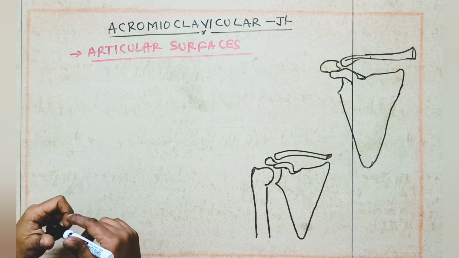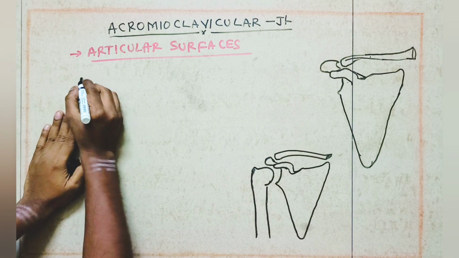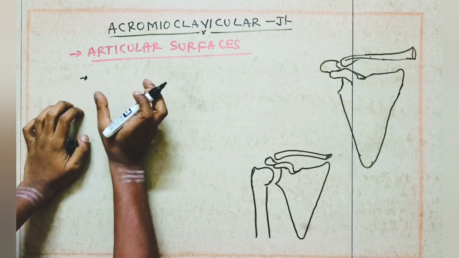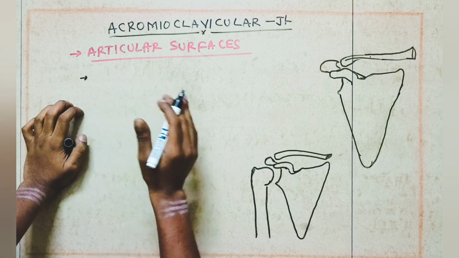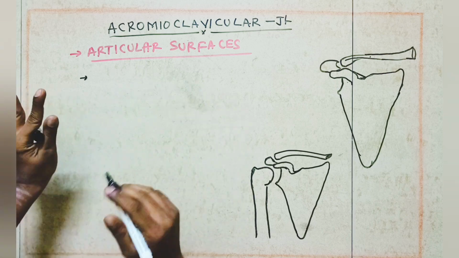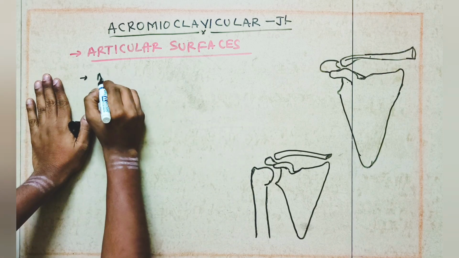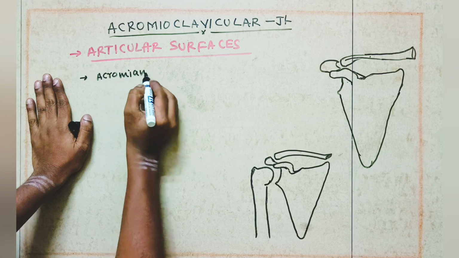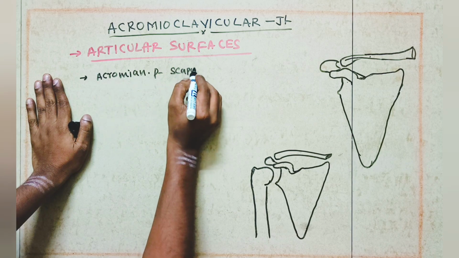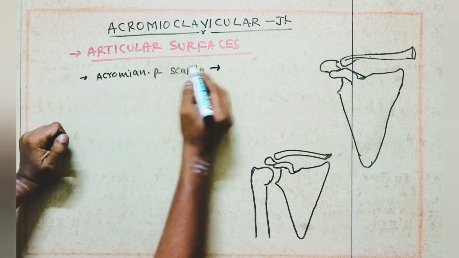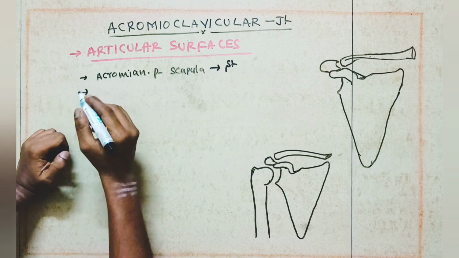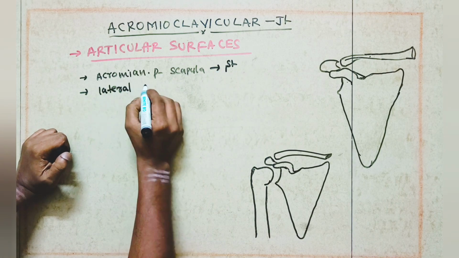If we see the articular surfaces of the acromioclavicular joint, the articular surfaces are different, and the shapes will be very different from individual to individual. Now we'll see, this joint is going to form between the acromion process of the scapula, which is the first articular surface, and the second one, the lateral end of the clavicle.